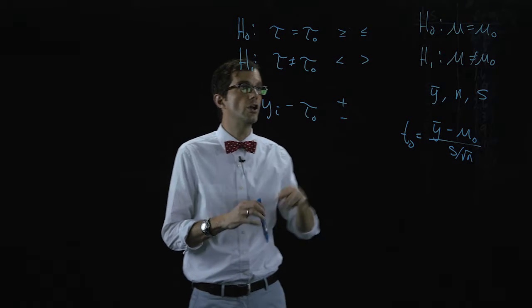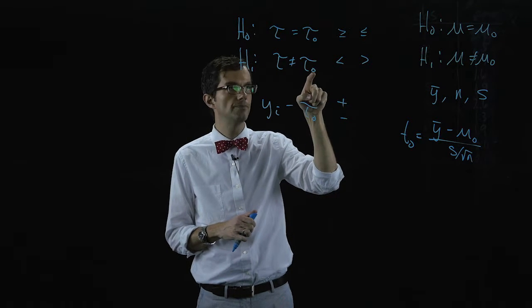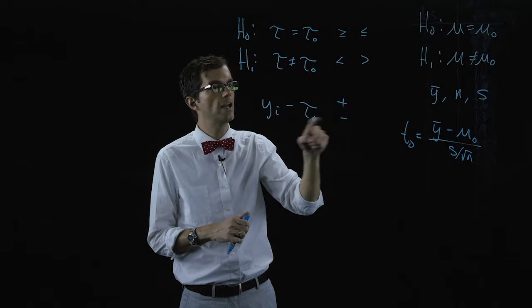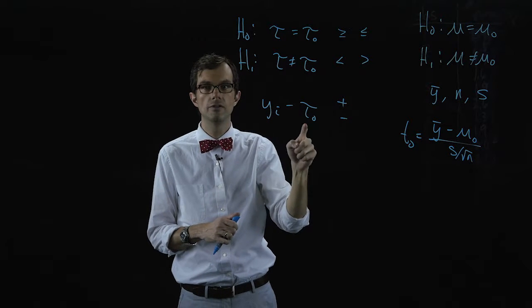So if we want to know, is the median less than tau naught? If the median is less than tau naught, then we want to sum up how many observations are on the negative side, to the left of tau naught.